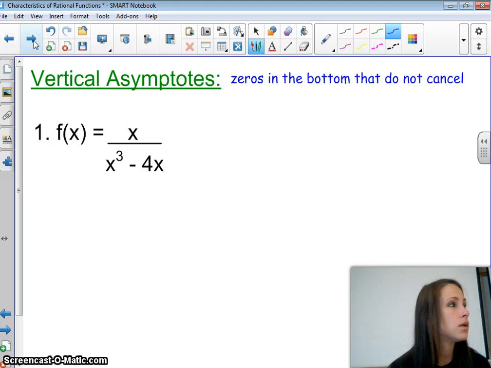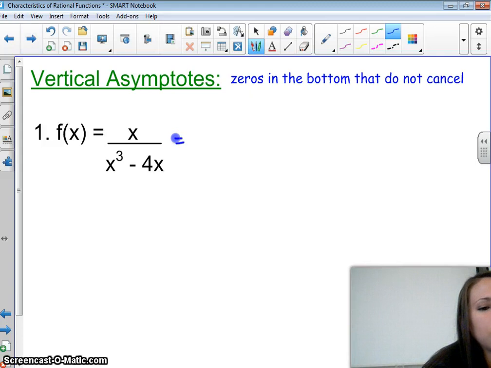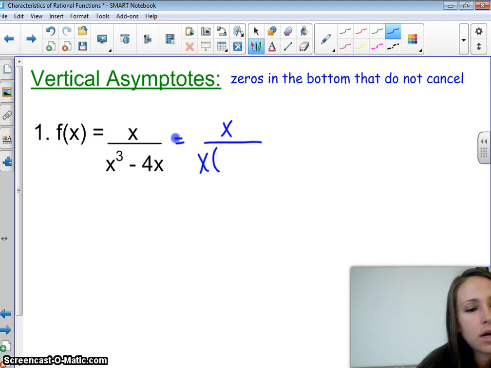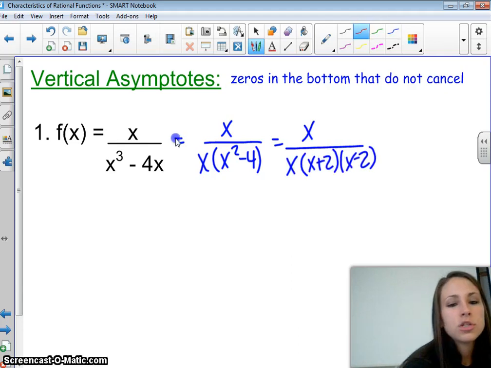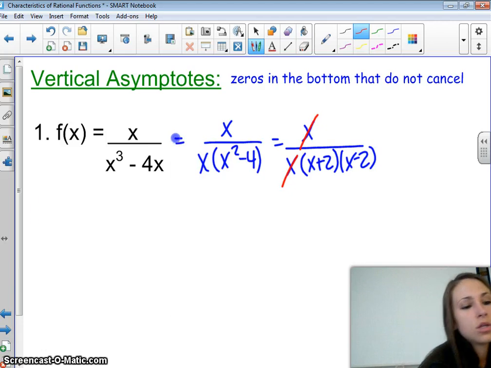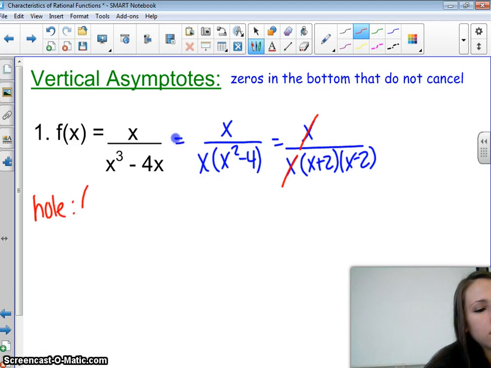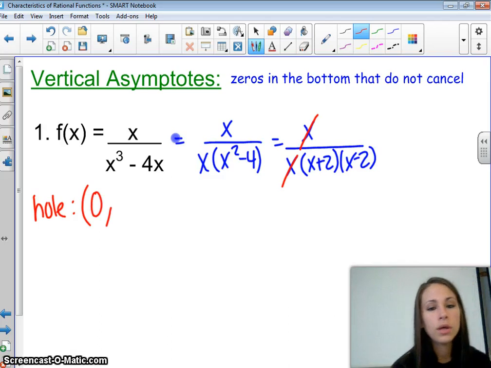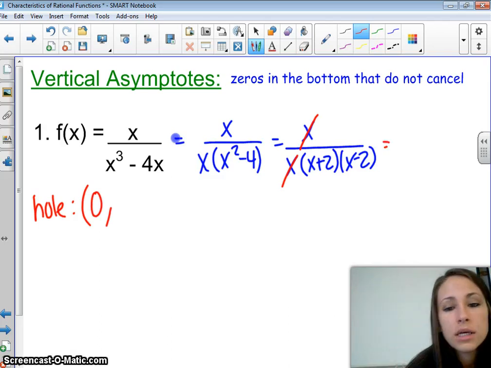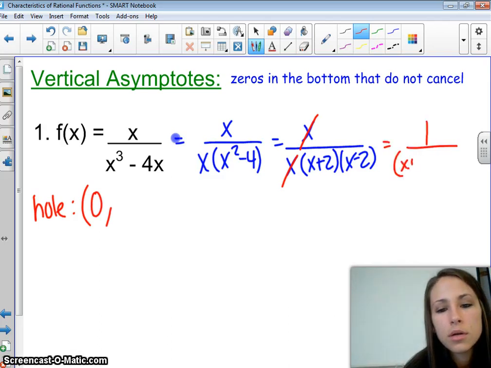So let's find the holes and the vertical asymptotes of this function. So first thing I'm going to do is factor an x out of the bottom. That'll leave me with x squared minus 4. And then I'll have x plus 2, x minus 2. And so then the factor that cancels is x. So that means there's a hole in the graph at wherever x is equal to 0, and that's just 0. And so then this is going to leave me with 1 over x plus 2, x minus 2.